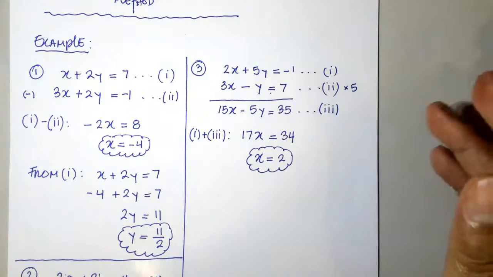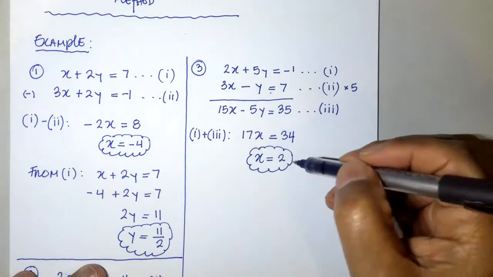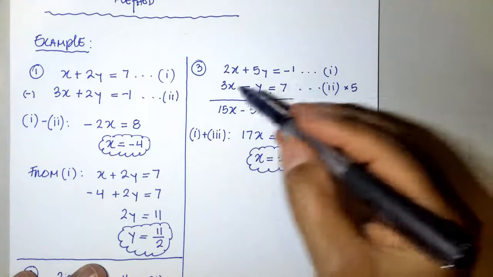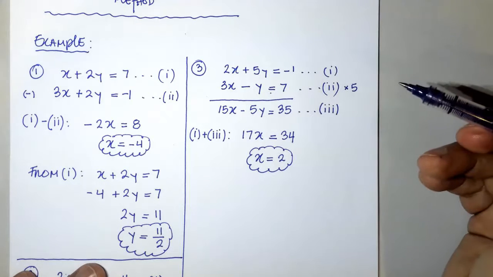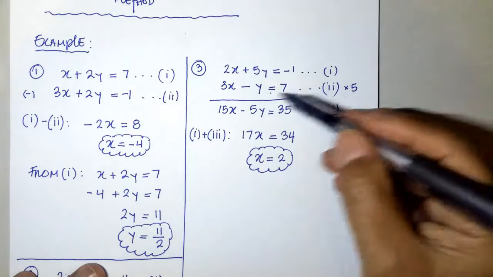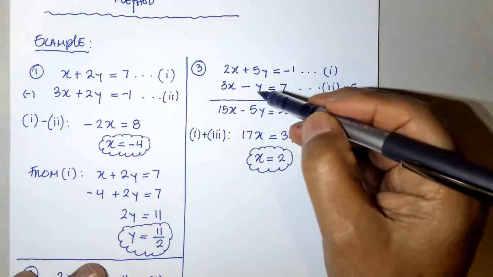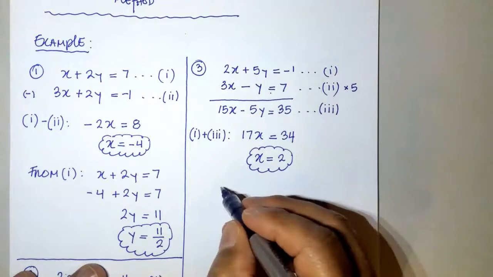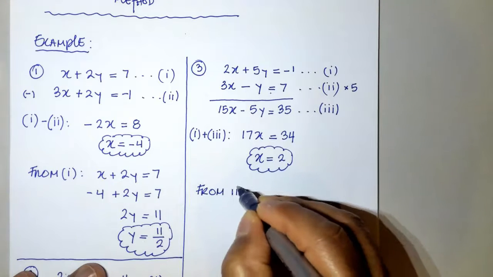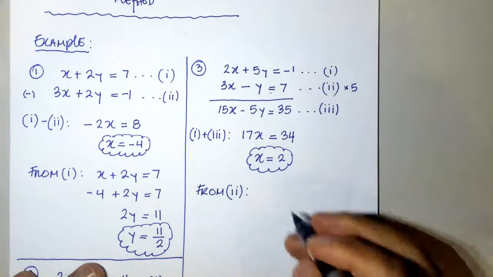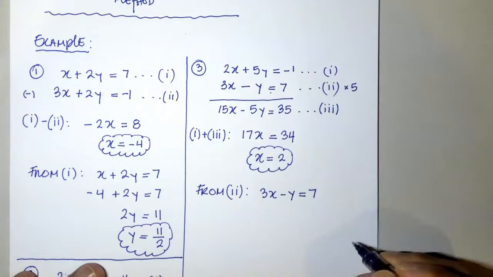Alright, so we have the answer for x, and then we're going to find the answer for y. Okay, to find the answer for y, we can choose any of these. So I'm going to pick, let me see, I'm going to pick the second one, because we don't have any other number by -1 in front of the y, so it's easier in this case. So we're going to say from the second one, we have that 3x minus y is equal to 7.